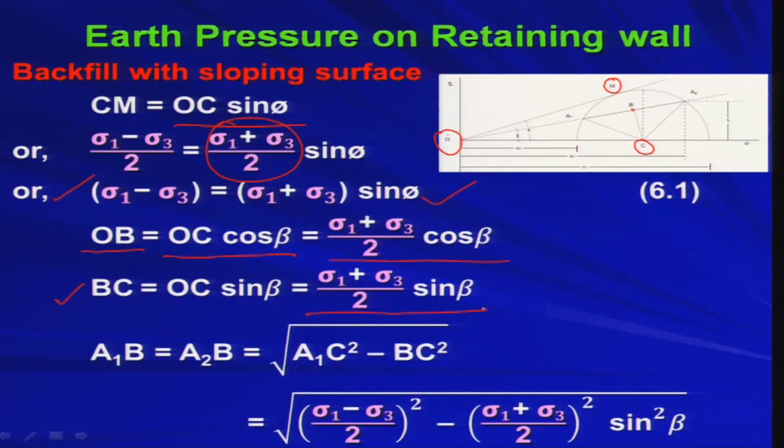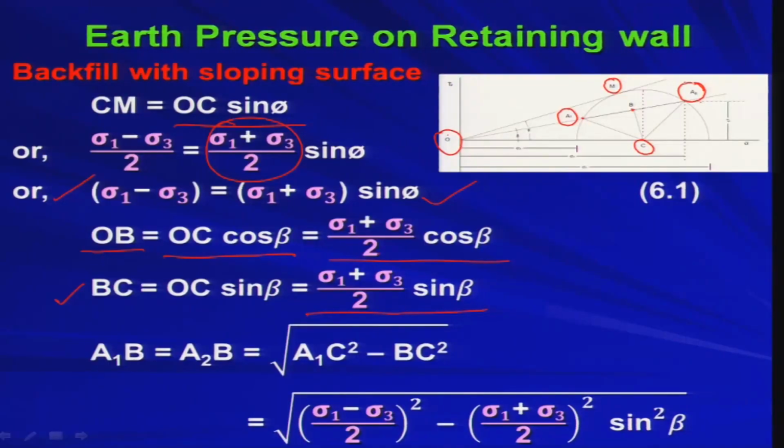Now, A1B. What is point A1? A1 is the point on the Mohr circle where the OA2 line is intersecting the Mohr circle. So, I am getting 2 points A1 and A2, which we have already established, and based on that we have drawn the Mohr circle. So, A1B is equal to A2B from the property of the triangle and the circle. A1B must be equal to A2B, which is equal to root over A1C square minus BC square. So, from this, what is A1C? A1C is nothing but the radius of the Mohr circle, which is equal to Cm.